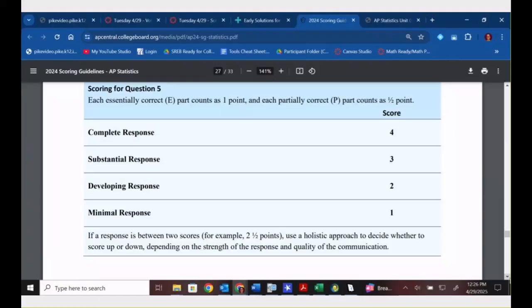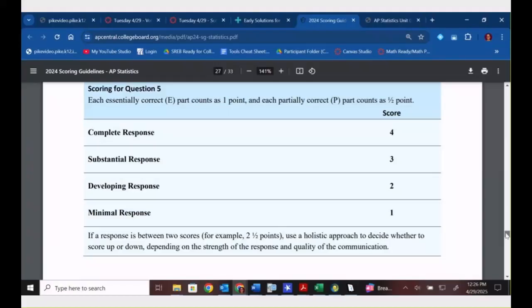When they say to use a holistic approach there, we're looking at whether the quality of the answer overall was high, but they missed one little thing and that's why they got a P on a section, then we would choose to round up. If the quality of the response was just normal or possibly low, then you would round down.